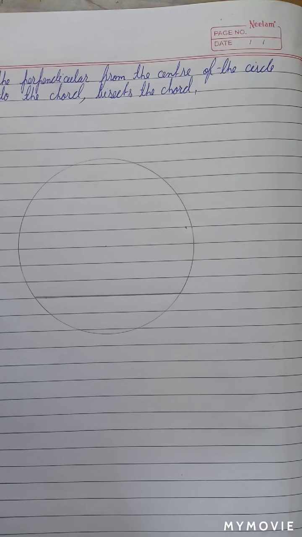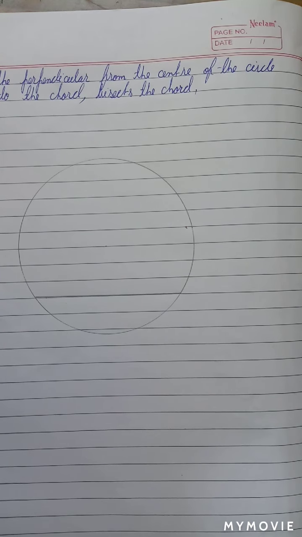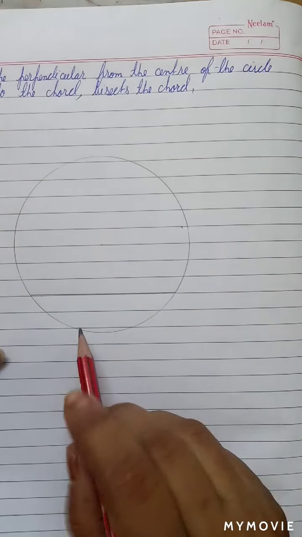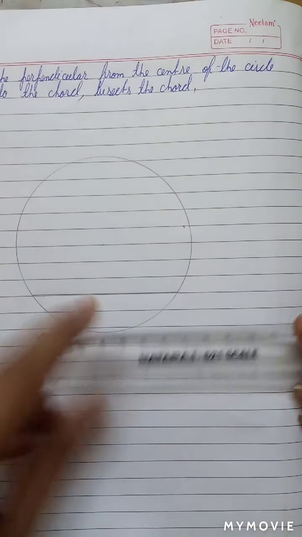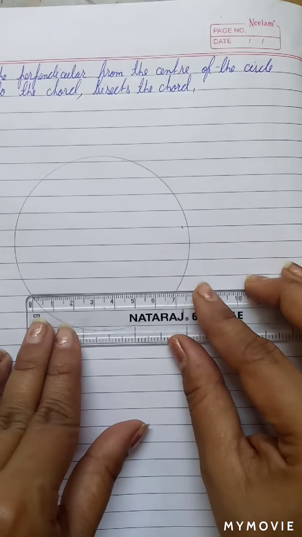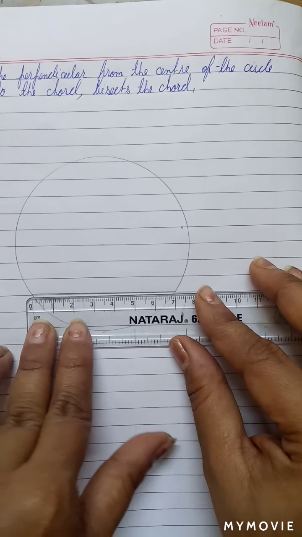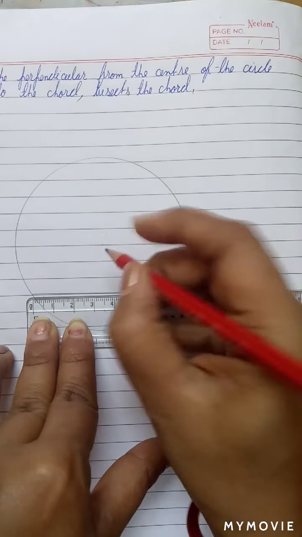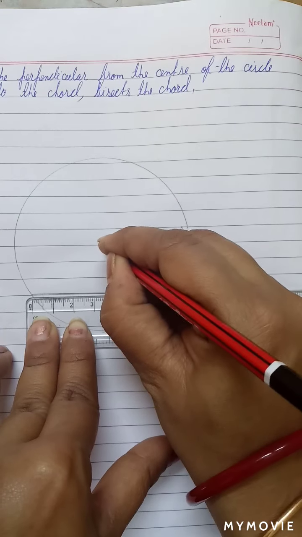In order to understand the concept, let's draw the diagram first. So here we have a circle and here we have a chord. Let's take the measurement of the chord. So this measurement is 7 centimeters. Now, this is the center of the circle.